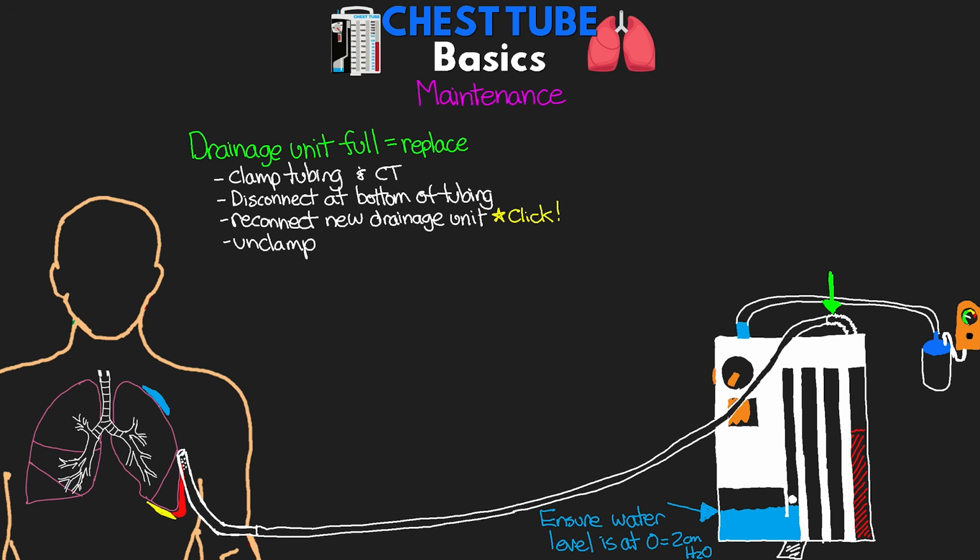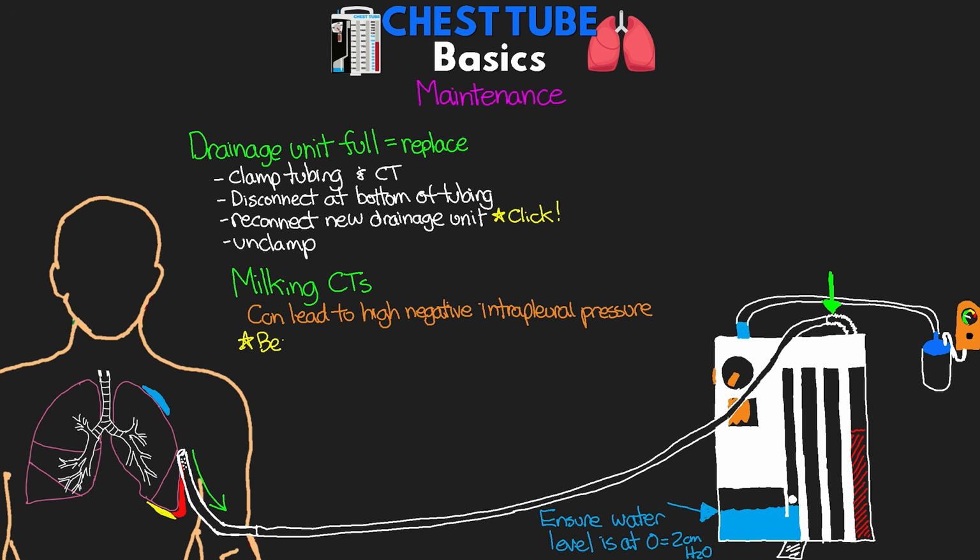And then there's always the debate about to milk or not to milk our chest tubes. This is essentially when we are working to move the fluid, typically bloody sanguineous drainage, as well as any potential clots, down the chest tube to our drainage unit. Milking and stripping, especially when done aggressively, can actually lead to high negative pressure in the intrapleural space. So really the best practice is not to do this.